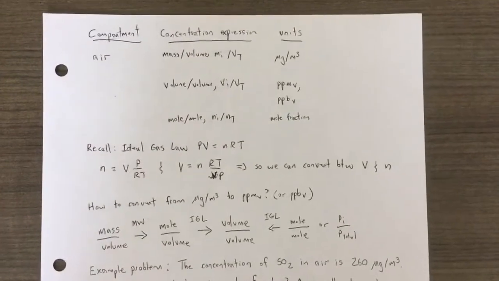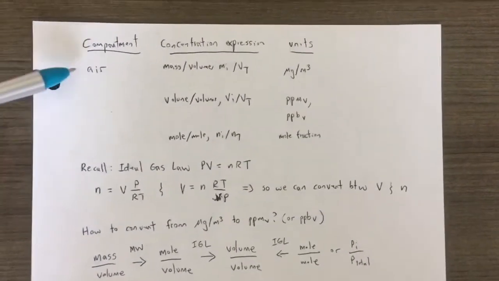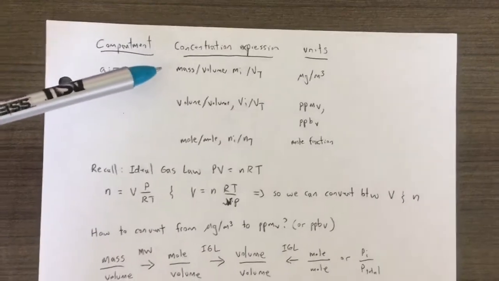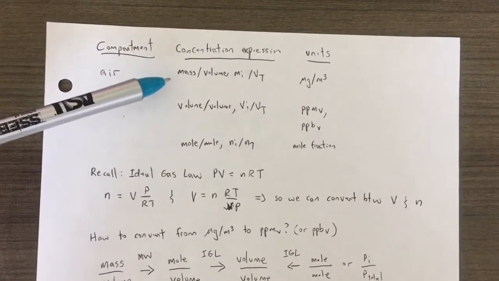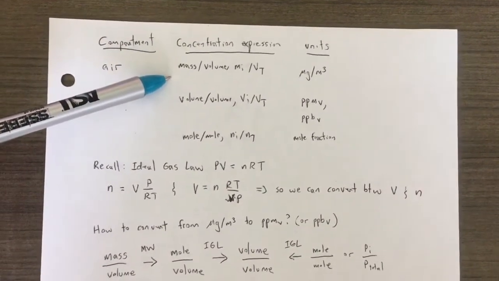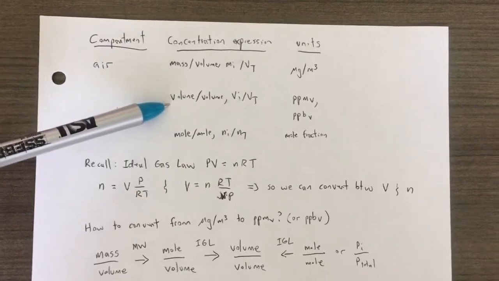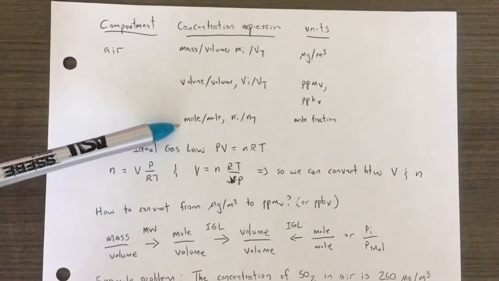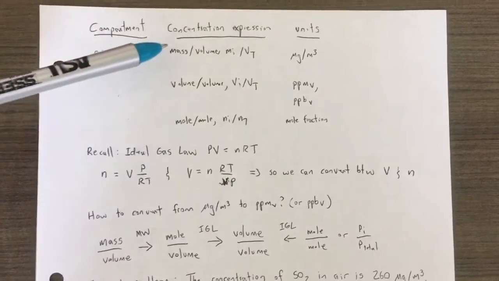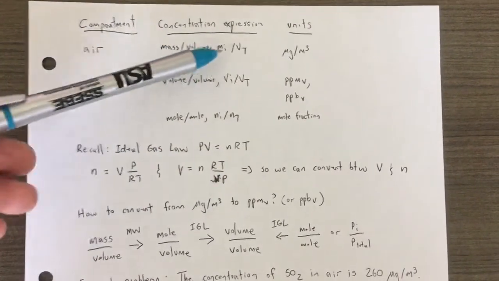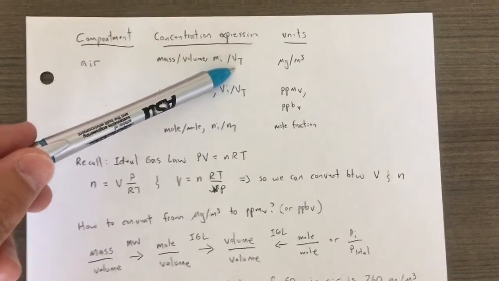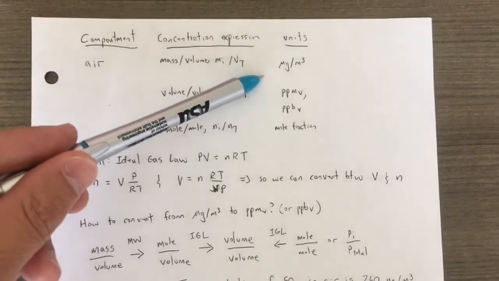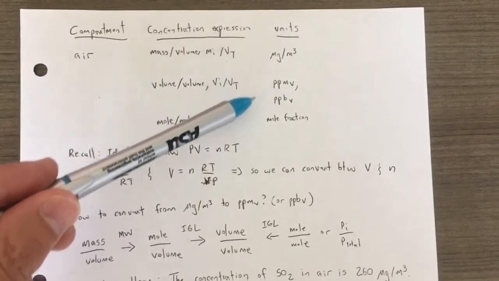Alright, for our final exercise, we're going to look at concentrations in air, the compartment of air. The concentration expressions we're going to look at are mass per volume, volume per volume, mole per mole, and I'll comment on a few others as well in terms of how these are all related. Reading across the table here in terms of units, for mass per volume, we typically see units reported in something like micrograms per meter cubed.